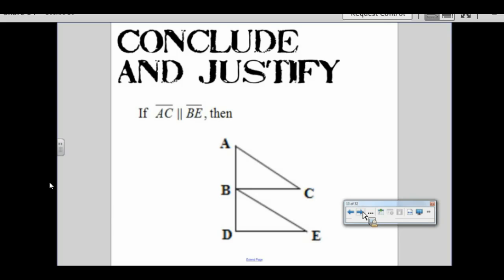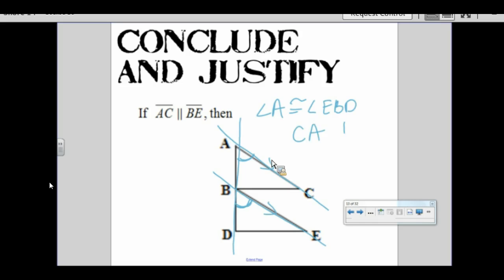If AC is parallel to BE, conclude and justify. Remember, we need our parallel lines. We need a transversal. I don't see alternate interior angles. Those are not here. I do see some corresponding angles. Boom, boom. And so I can conclude, I'm just going to call it angle A, is congruent, this one I have to name with 3 letters, to angle EBD.